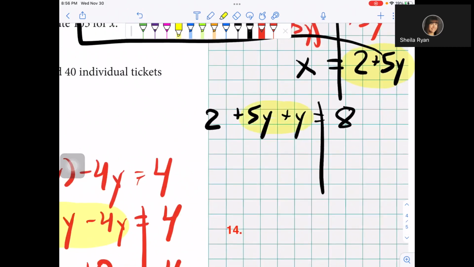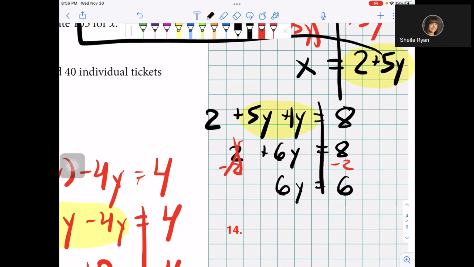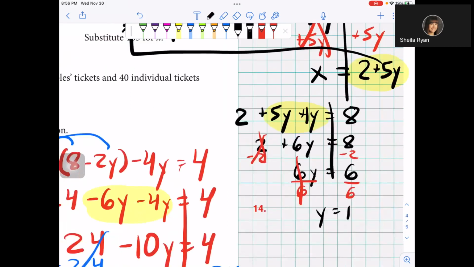We have like terms, 5y plus 1y, and we're going to group those together. 5y plus 1y is 6y. And then we're going to keep solving that. So we're going to do minus 2 and minus 2. We have 6y equals 8 minus 2 is 6. And finally, divide by 6, and we get y is 1. 6 divided by 6 is 1.